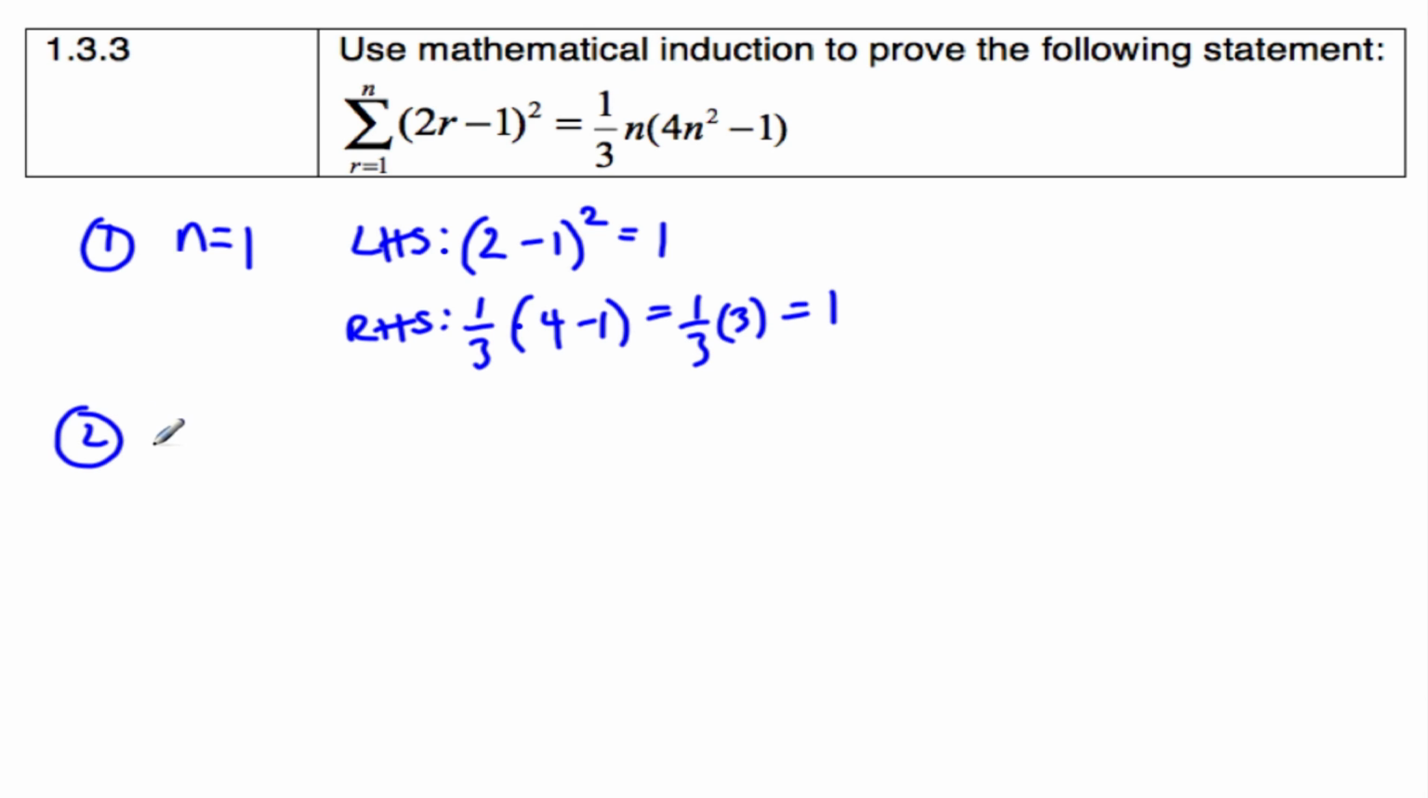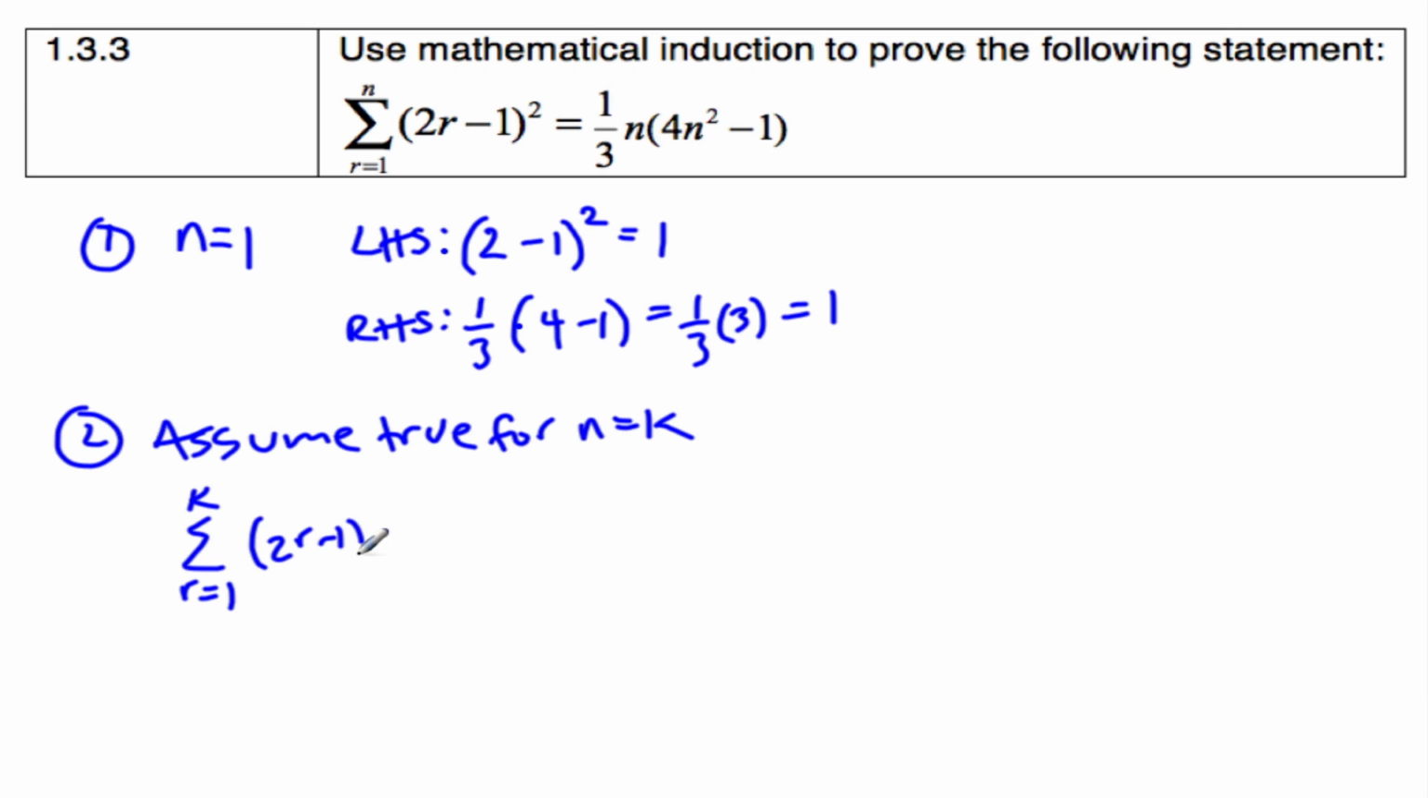Step number 2, assume true for n equals k. So this says that the sum finishes at k, some specific value of k, and we have 2r minus 1 squared, and this should be 1/3 k 4k squared minus 1. So this is what we're assuming to be true. And I always like to put this as our substitution piece. Step number 2 is always your substitution.